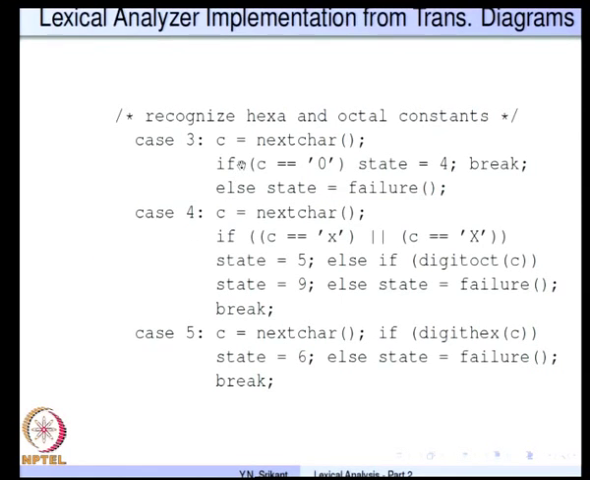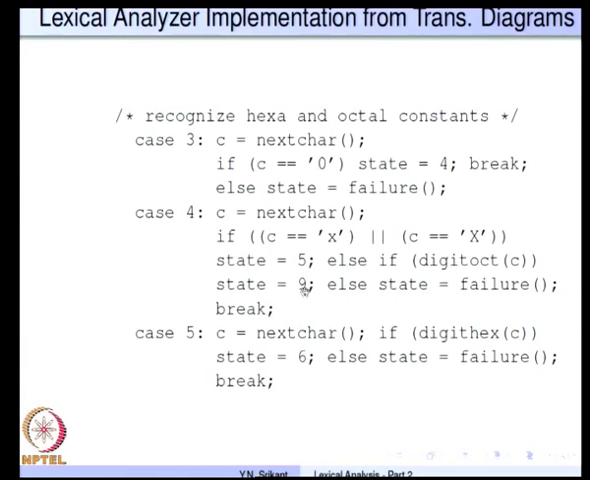In state 3 we read a character; it must be a 0, otherwise it is not a hexadecimal or octal constant, so we go to state 4, otherwise it is an illegal character. In state 4, if it corresponds to x or X, that means it is a hexadecimal constant. If it is not x or X, then is it an octal digit? Yes, we go to state 9, otherwise it is a failure; it is not a correct type of constant.